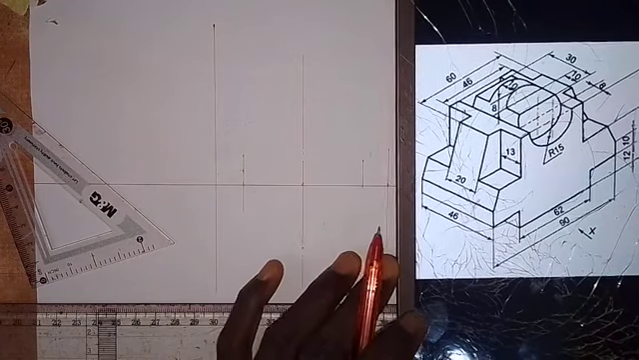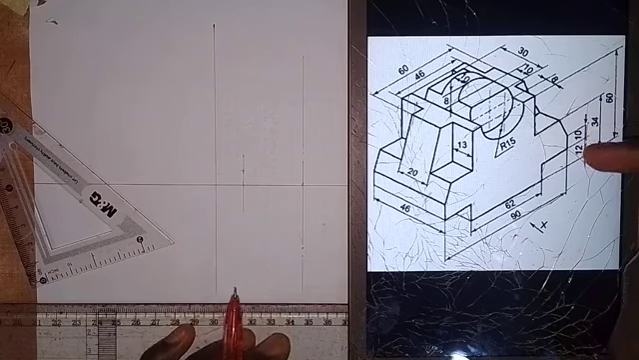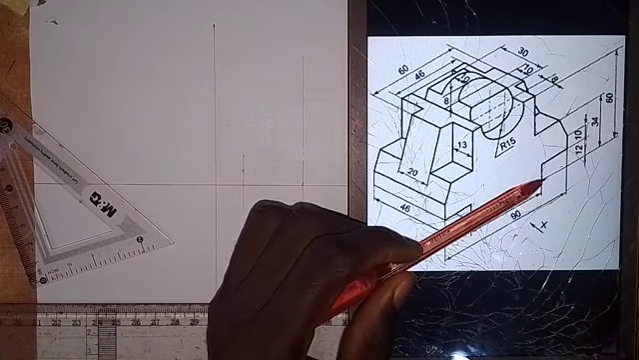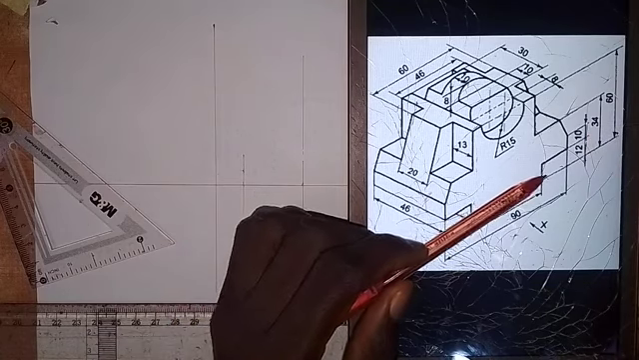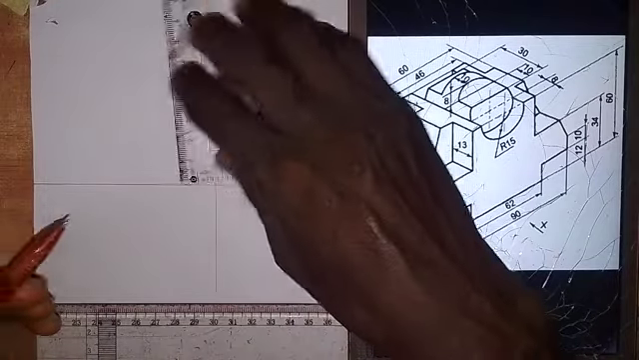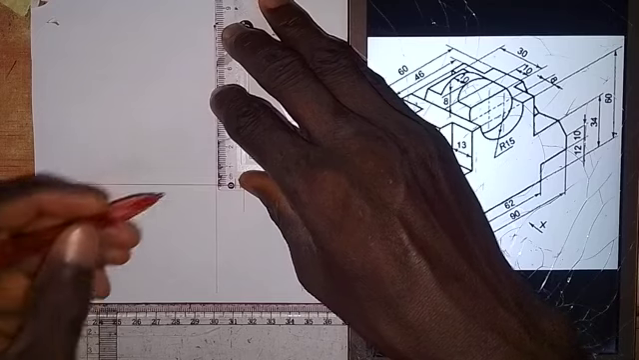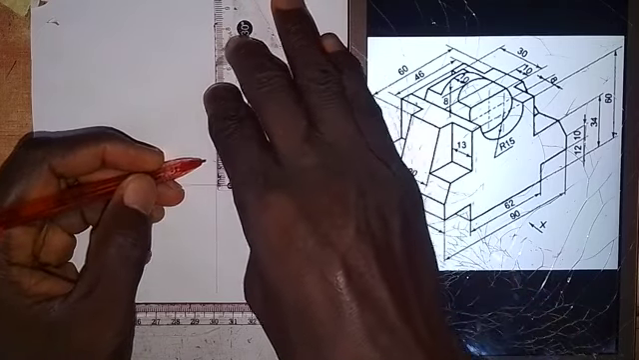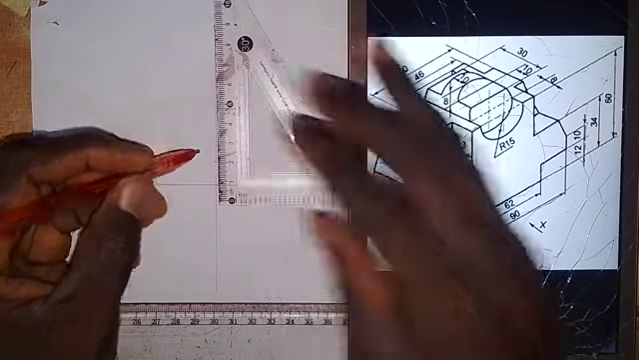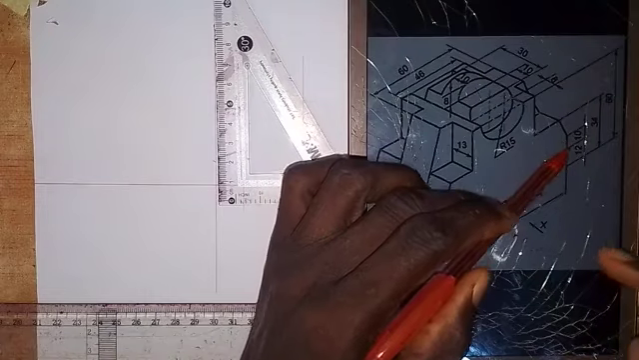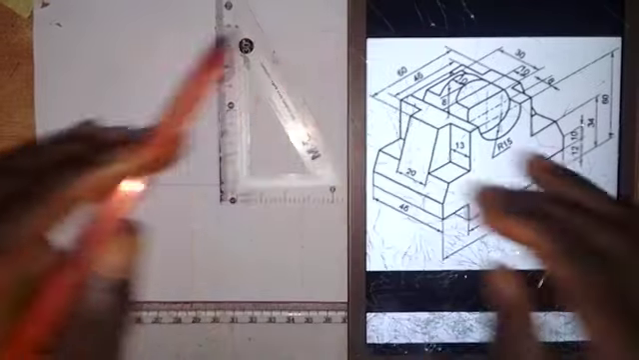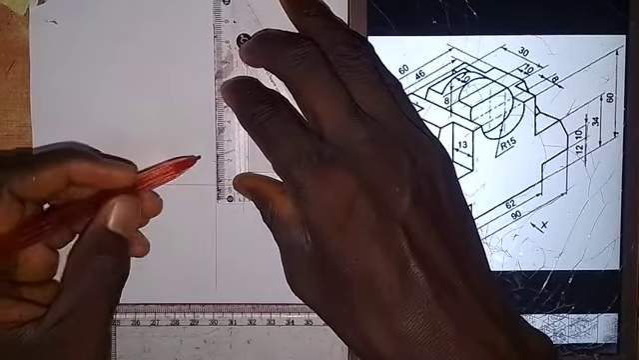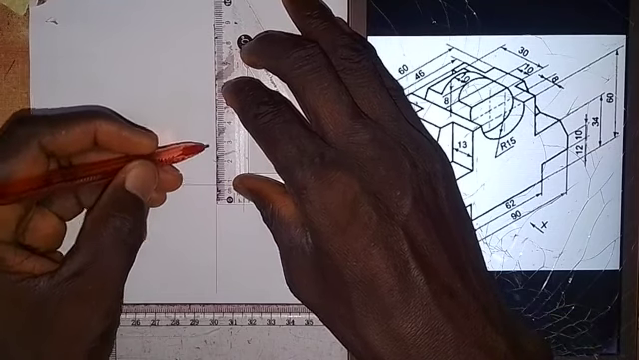So I'm going to take a measurement of 12 millimeters. That is this 12 millimeters here. So I'll come to this point here and take a measurement of 12 millimeters up. This is 12 millimeters here. Then after that 12 we have 10 millimeters. This is the 10 millimeters that I'm talking about. I'll take a measurement of 10 millimeters above that 12 millimeters.